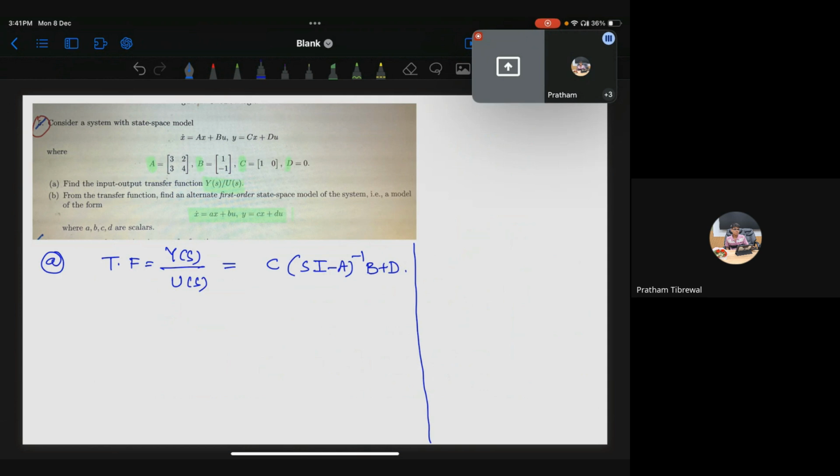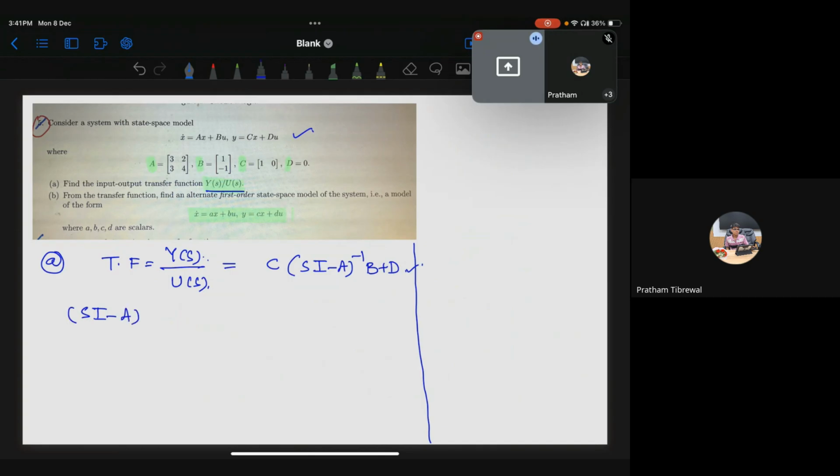That eigenvalues we do, no? No, no. Directly you can consider these two equations, apply Laplace transform, and find the expression for y of s by u of s. Okay, so you will get this. Now our first question is to find this expression. So we'll start slowly one by one.